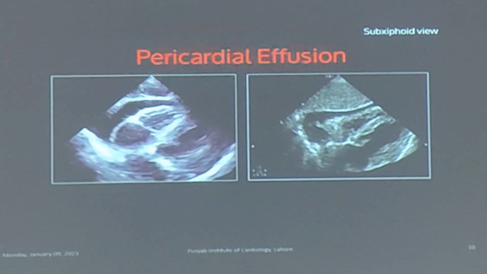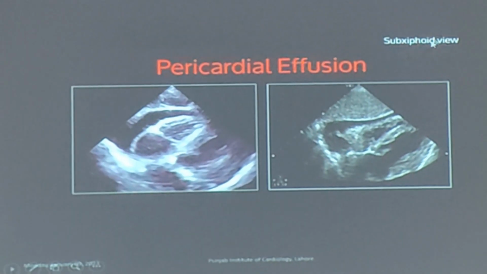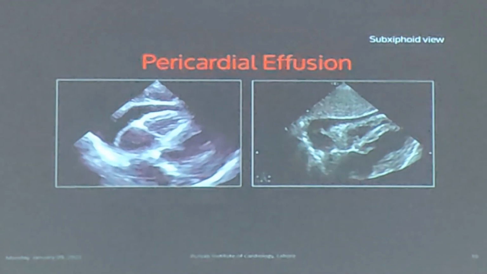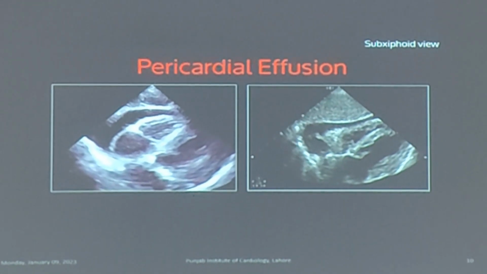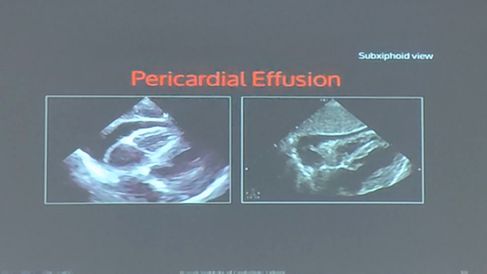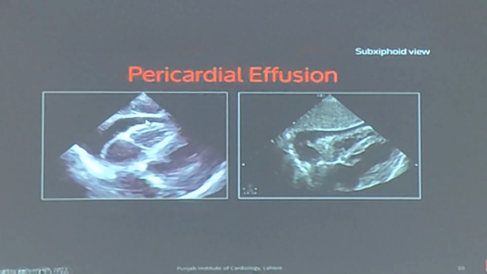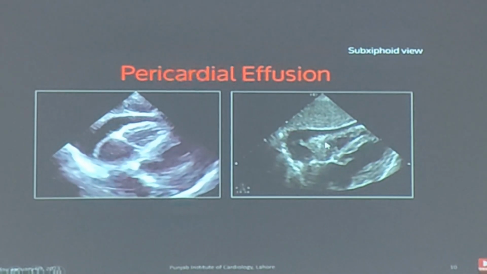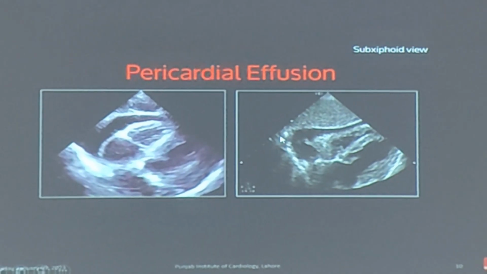We can estimate the volume status of the patient in this view as well. To look for pericardial effusion, the subxiphoid view is an excellent view. In emergency situations, we can just put our probe over here and look for the pericardial effusion, and it will be very visible. If you look here, this is the effusion around the RV. This is the liver, and this is of course the effusion, and this is the RV which has been compressed by the effusion.